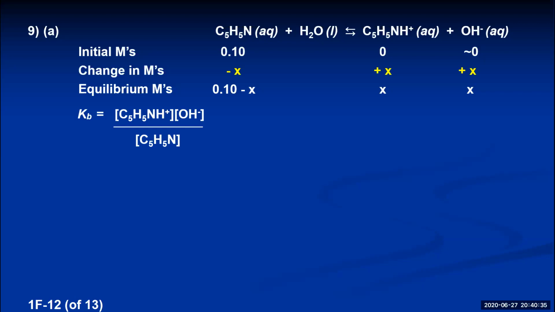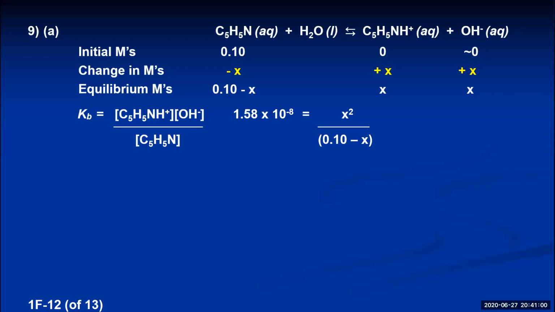So the base dissociation constant is going to equal the concentration of C5H5NH positive multiplied by the concentration of OH minus divided by the concentration of C5H5N. In this case, we know the value of the Kb, 1.58 times 10 to the minus 8th. That will equal, from our equilibrium line, x squared over 0.10 minus x, and we can solve for x.